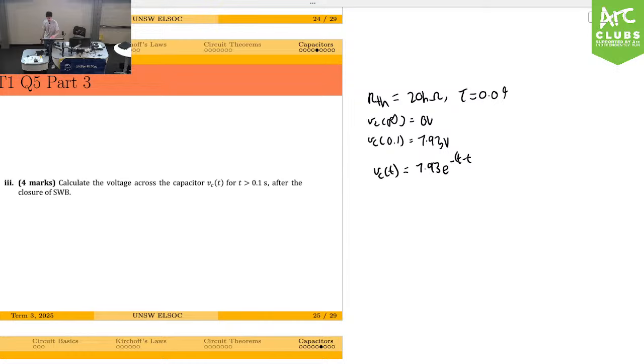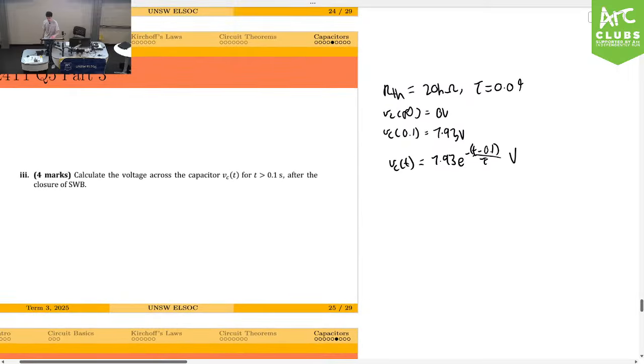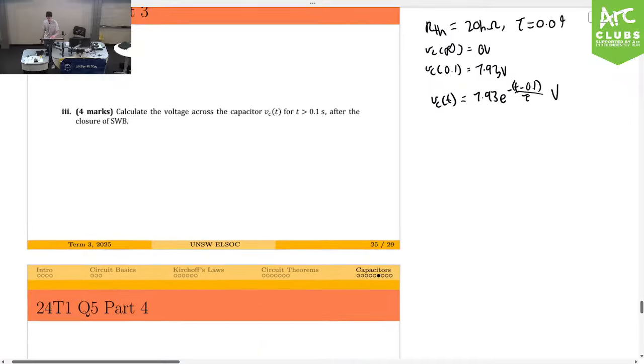All right, so the answer here is going to be 7.93 e to the minus t. Now there is a time shift. T naught is going to be 0.1, because that's when you're doing the switching action, over tau, which is the same. So yeah, that's the voltage for this part.